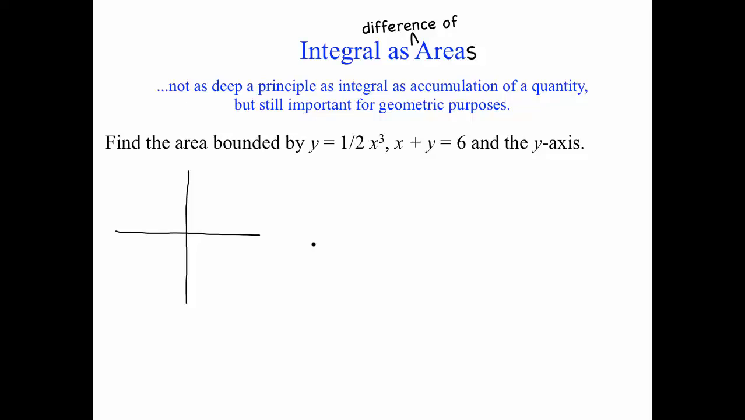So 1/2 x cubed. Hopefully you can just sketch x cubed without graphing it with technology. We want 1/2 of that, 1/2 x cubed. So x cubed looks like this. So 1/2 is going to also, all the y values would be 1/2, so it'd be like smushed vertically. Okay, so there's y equals 1/2 x cubed, something like that.